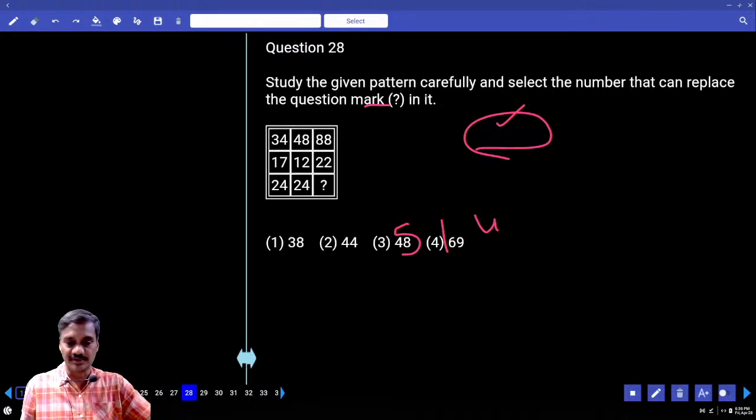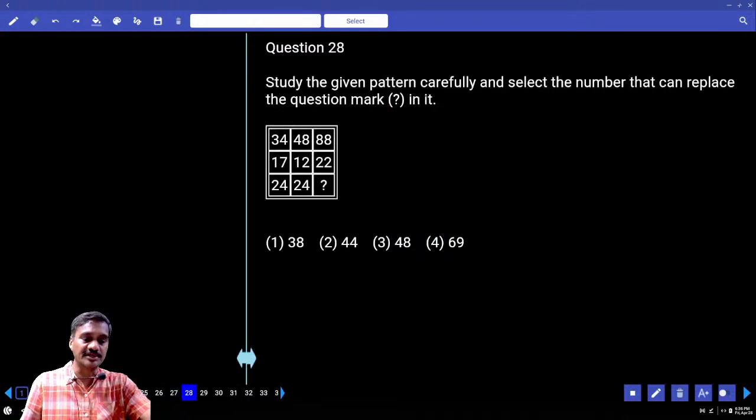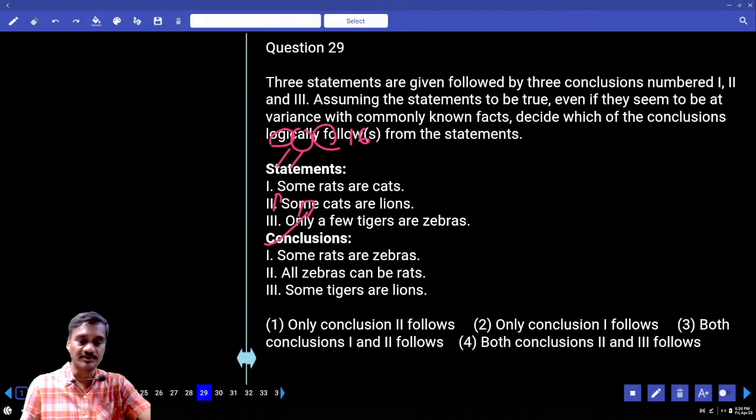Then the 28th one. We need to find the sum of digits. 3 plus 4 is 7, plus 17 is 24. Now 4 plus 8 is 12, plus 12 is 24. The sum of the digits in the first number is 16, plus 22 is 38, choice 1, question 28.